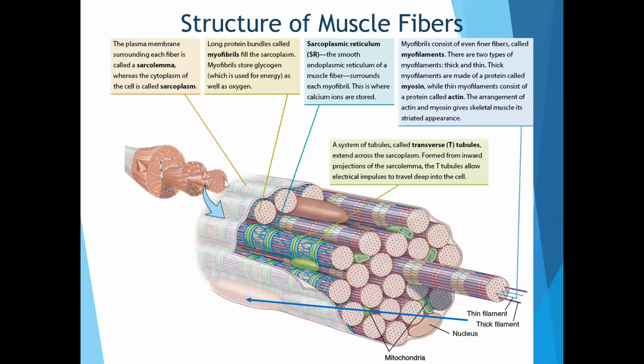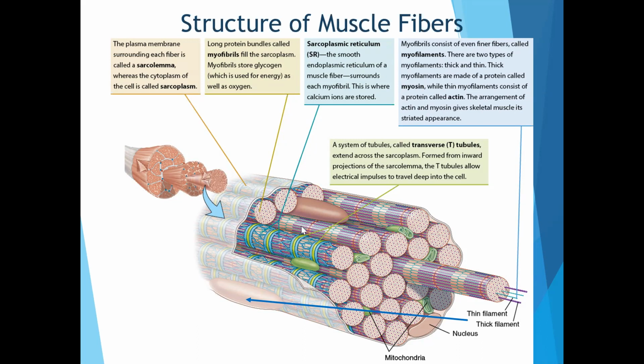Just to orient you, now we're super zoomed in, even more on the muscle fiber, so we're talking an even smaller scale. This outer covering is your sarcolemma. That's your plasma membrane. And then the cytoplasm in the muscle fiber is known as the sarcoplasm.